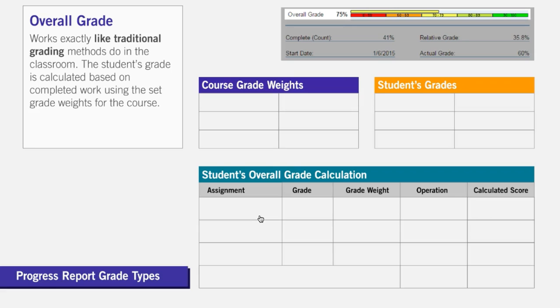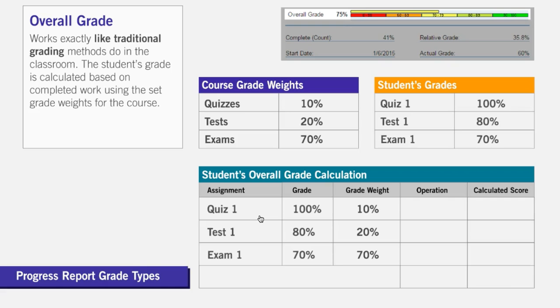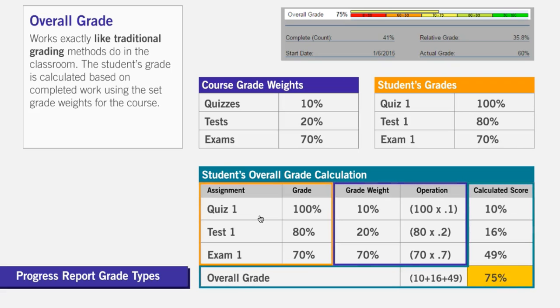Let's take, for example, a course with grade weights as follows. Quizzes 10%, tests 20%, exams 70%. A student in this class has the following grades so far. Quiz 1, 100%, Test 1, 80%, Exam 1, 70%. Using the grade weights for the course, the student's current grade is 75%.